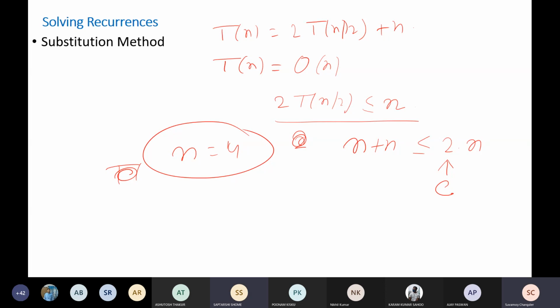Sir, 4 by 2 is 2, and 2 into 2, 4. 4 plus 4, 8. And 2 into 4, 8. So valid. And for higher values, check all these. Yes, sir.